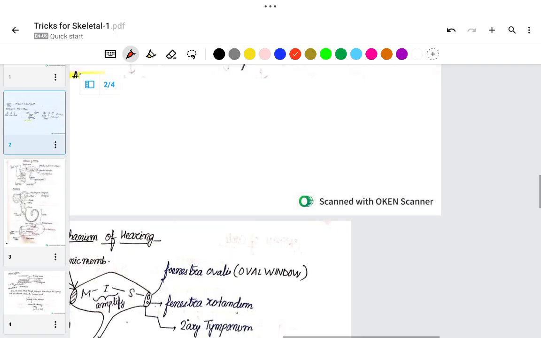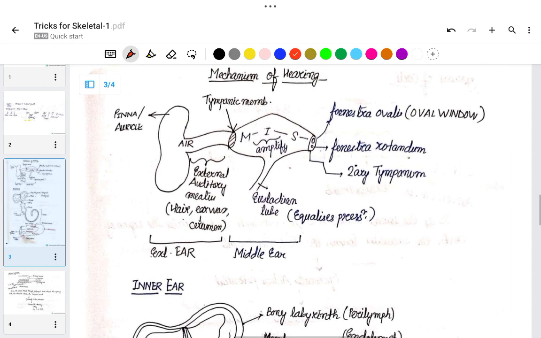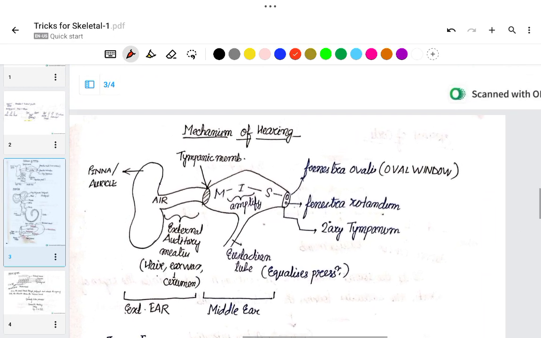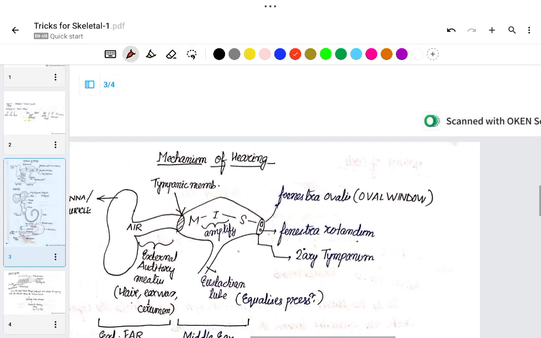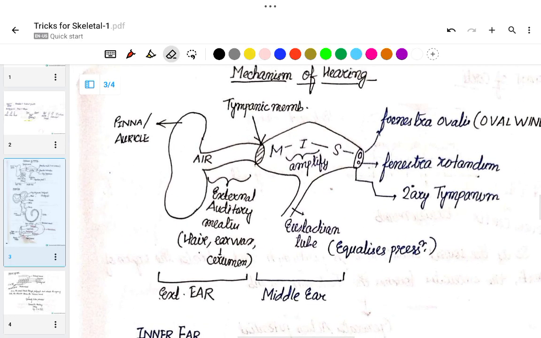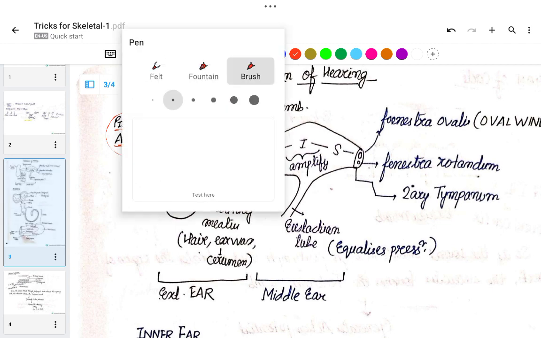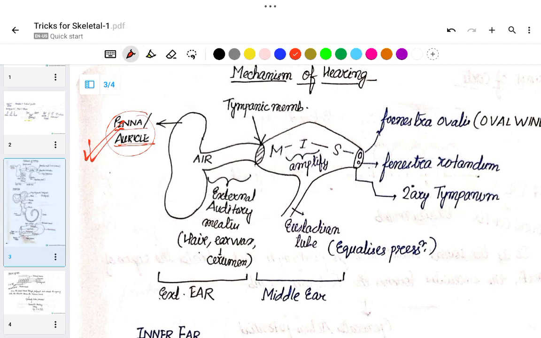Okay, it's loading. Let it load. So in this diagram, this is a section like this. Suppose this is the head, and this is what we are seeing in this diagram. Here the pinna is the outermost part. The outermost part is the pinna or the auricle.